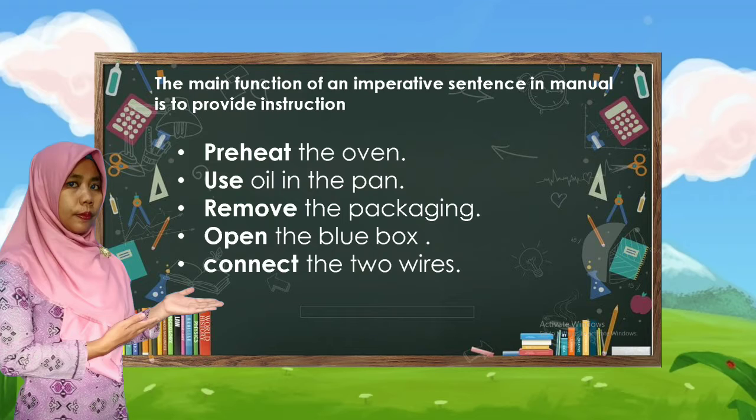See some examples below. Preheat the oven. Use oil in the pan. Remove the packaging. Open the blue box. Connect the two wires. All of these examples using verb 1 plus object to form imperative sentence.